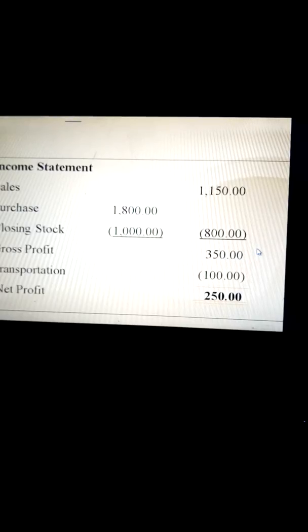Now, what am I trying to explain here? Gross profit is gotten when you subtract the cost of sales from the sales. So you get your gross profit. Now, transportation is an expense. So when you less the 100 naira from the 350, you get 250, which will now give you your net profit. This is a simple illustration of an income statement, but we will go further on the income statement as we proceed in these lectures.